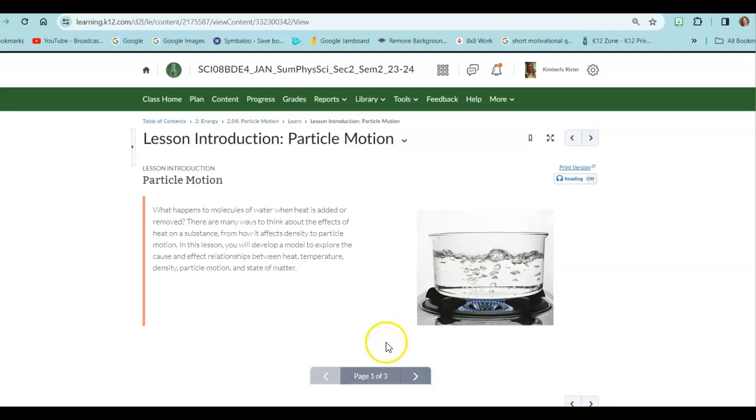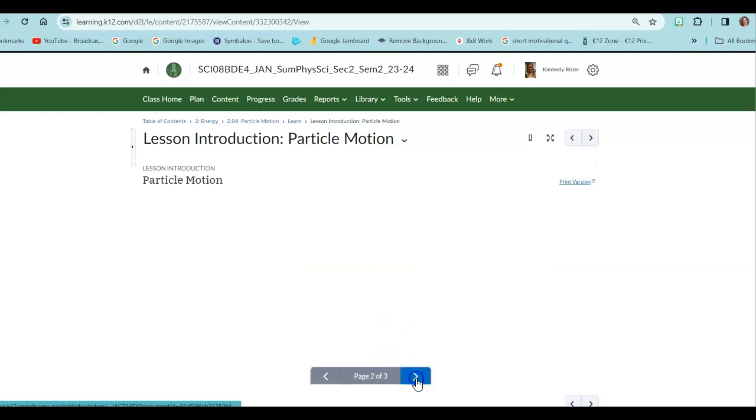As we jump into the lesson, let's take a look at the introduction. What happens to molecules of water when heat is added or removed? There are many ways to think about the effects of heat on a substance, from how it affects density to particle motion. In this lesson, you will develop a model to explore the cause and effect relationships between heat, temperature, density, particle motion, and states of matter.